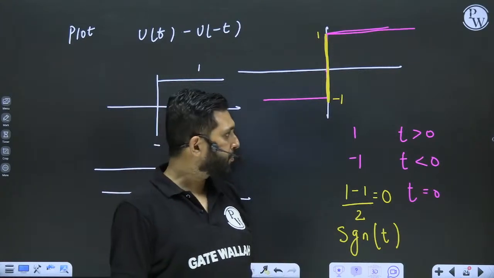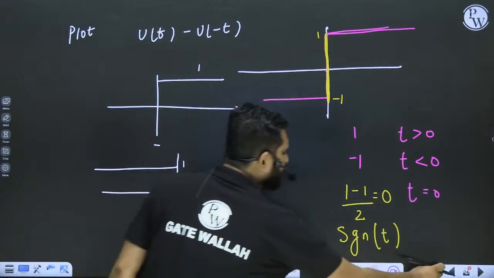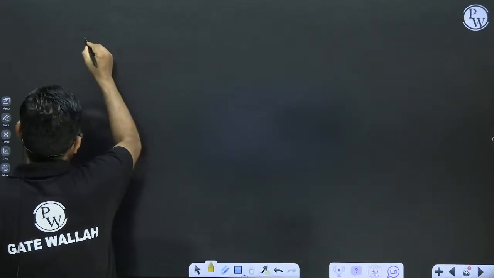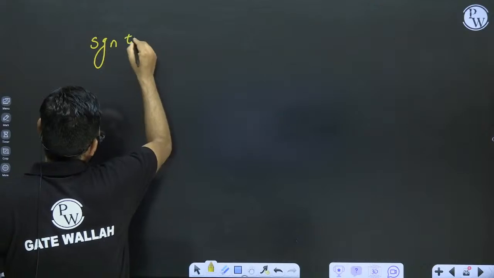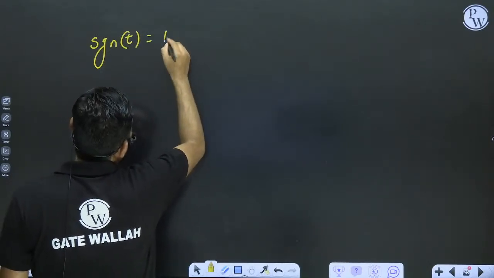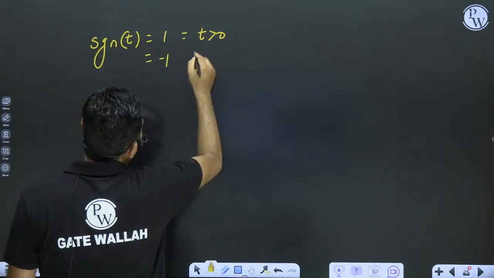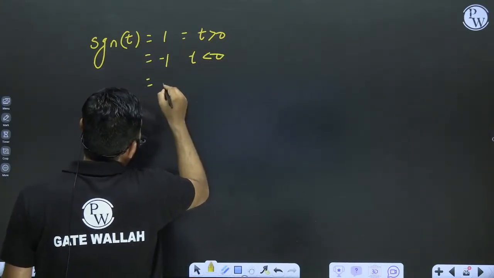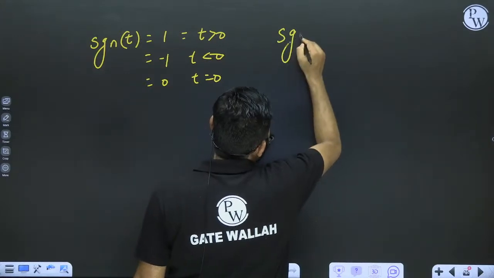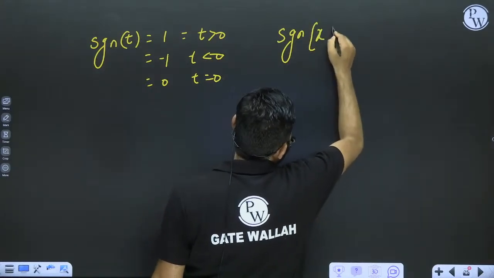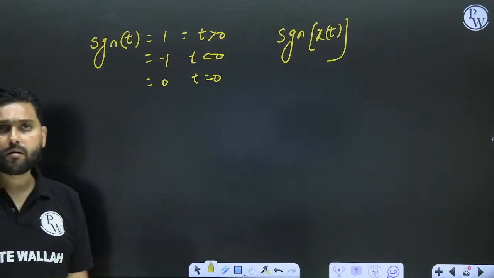Now let's take one interesting part: what do you mean by Signum of x(t) then? Signum of t is 1 for t greater than 0, minus 1 for t less than 0, and 0 for t equal to 0. Okay, fine. What is Signum of x(t)?